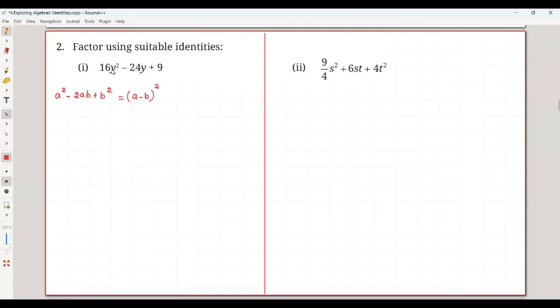The one thing is we should not take the number as it is. For a, we should not take 16y. We have to write it in the form of a the whole square format.